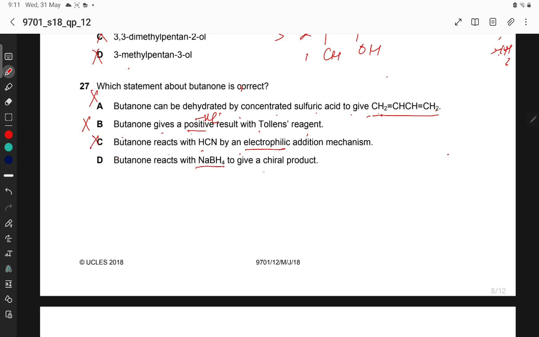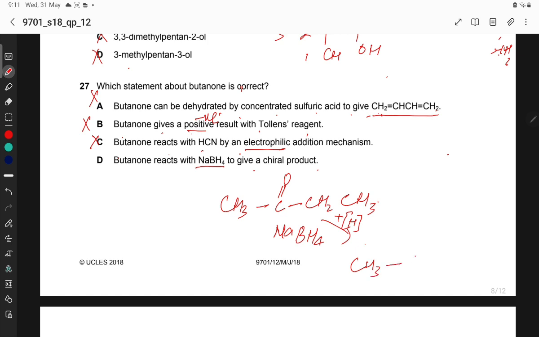Butanol reacts with NaBH4 to give a chiral product. Yes, butanol, CH3, C double bond O, CH2, CH3, reacts with NaBH4 plus a hydrogen atom to give CH3 COH H CH2 CH3. Yes, this is a chiral product. So this option is correct.